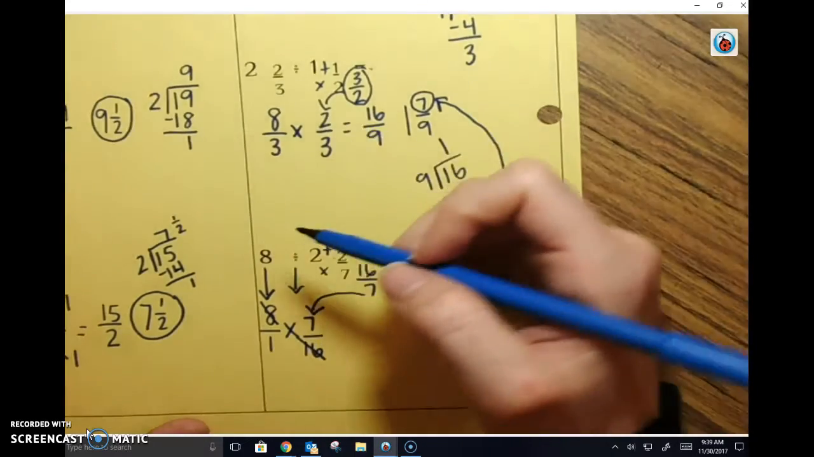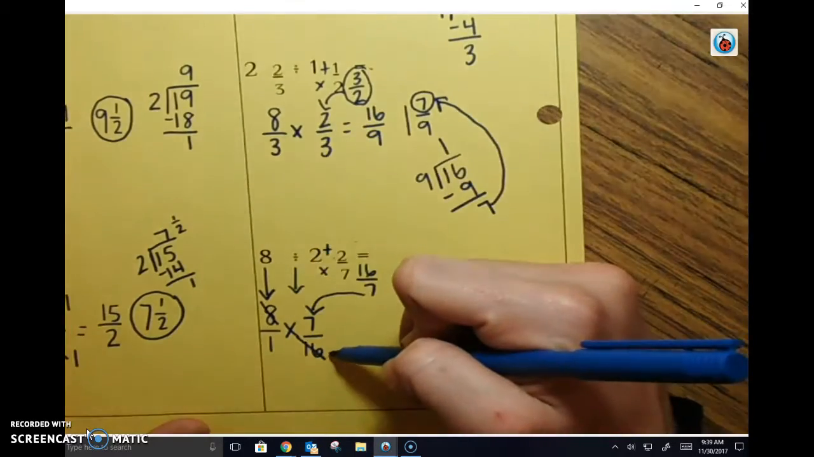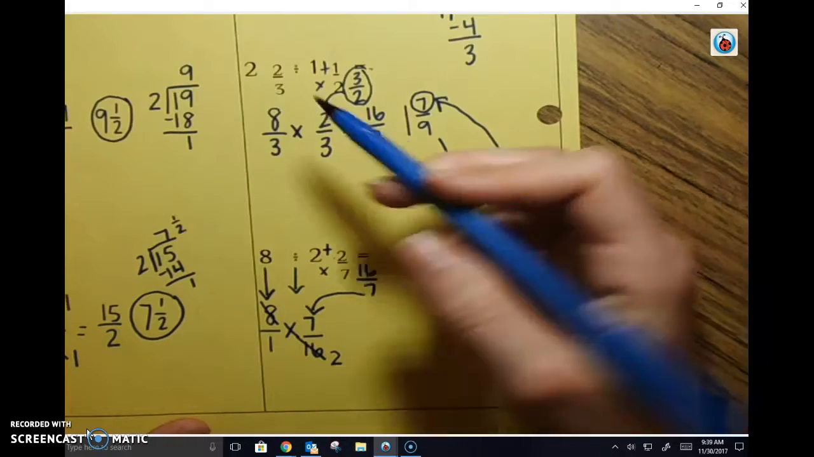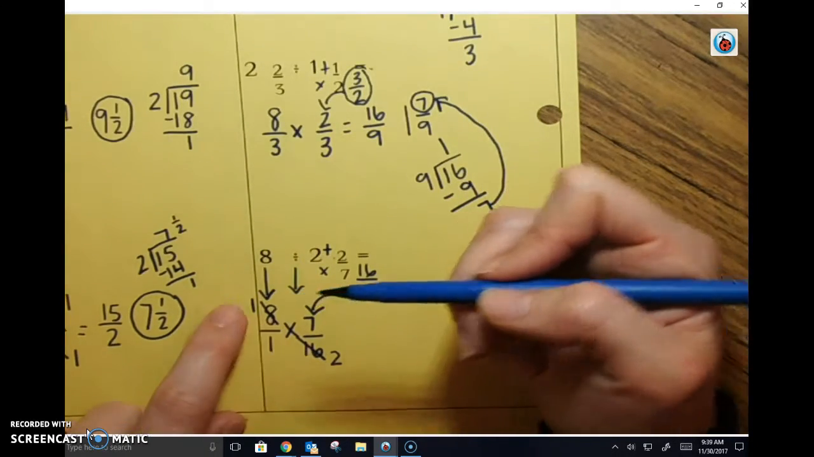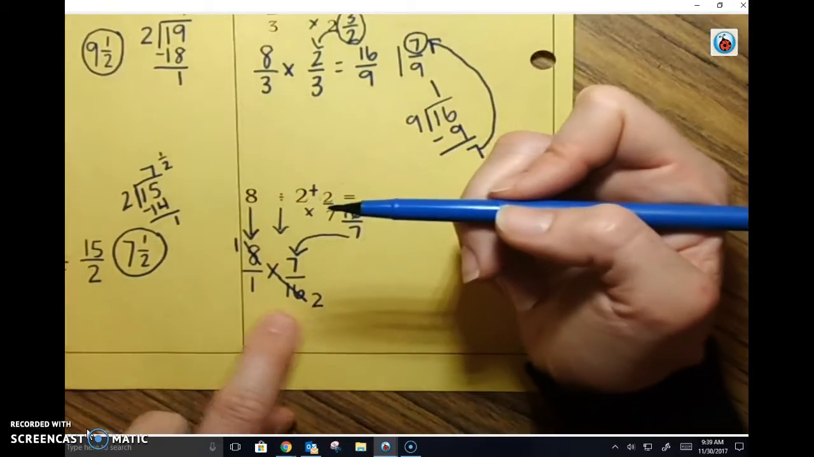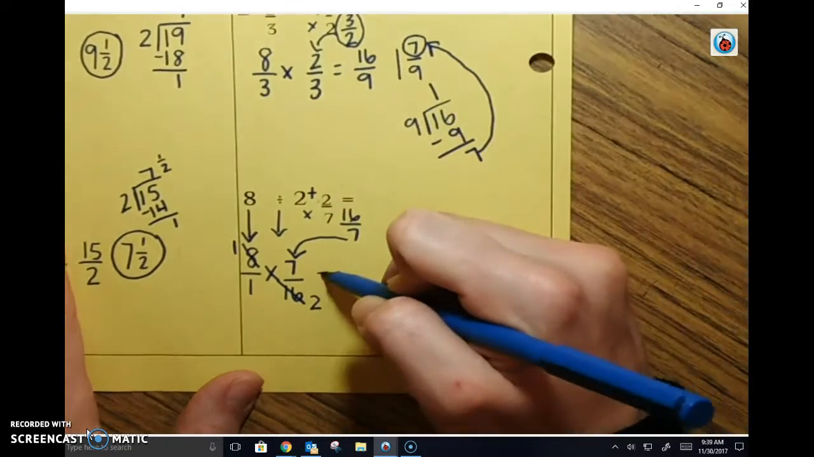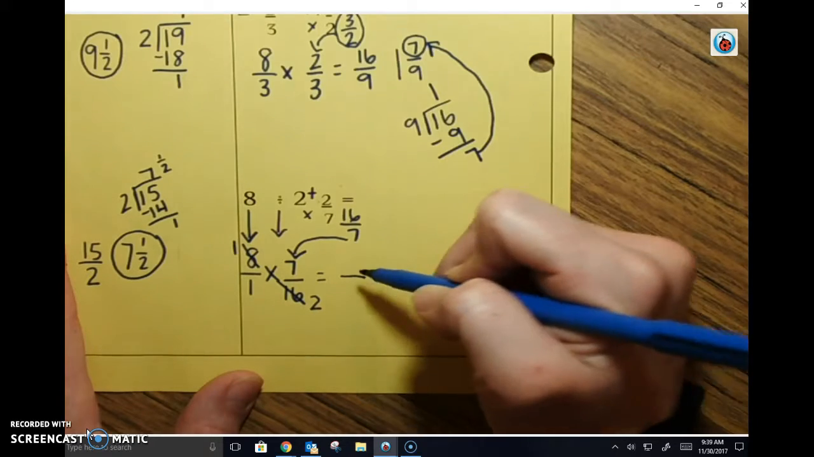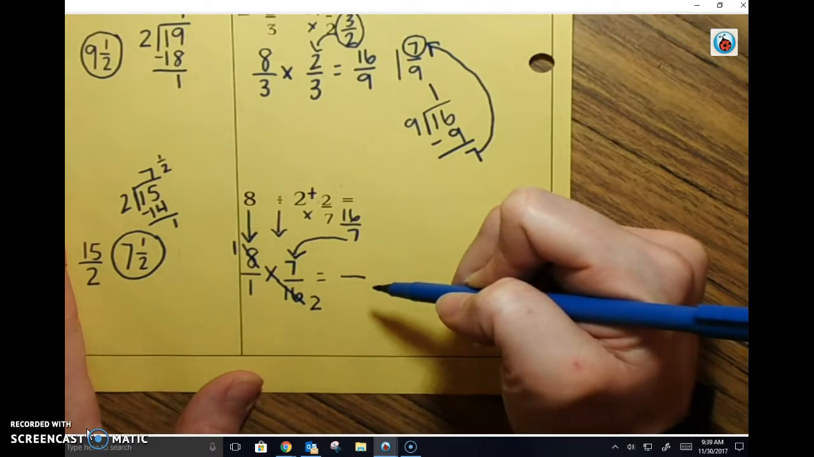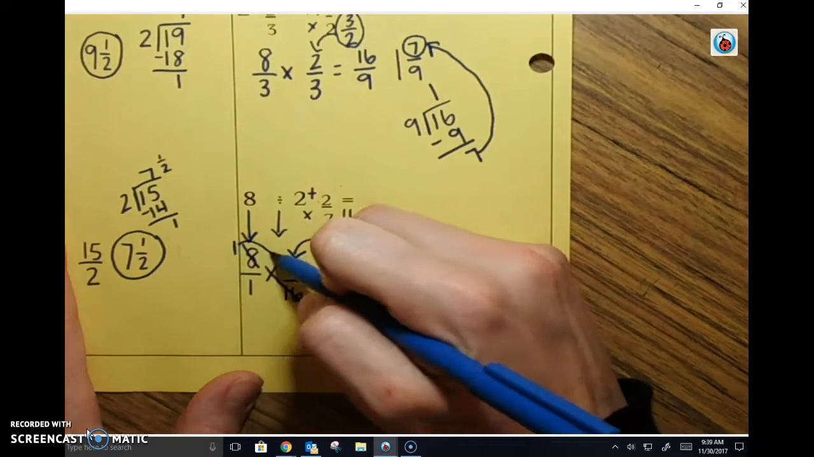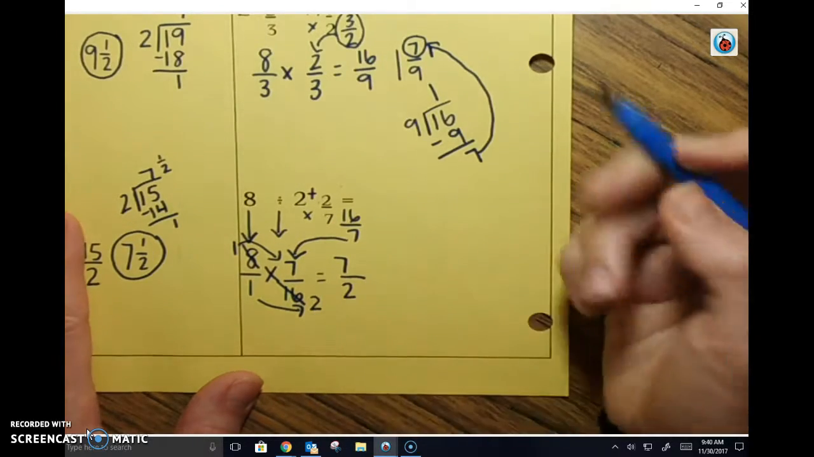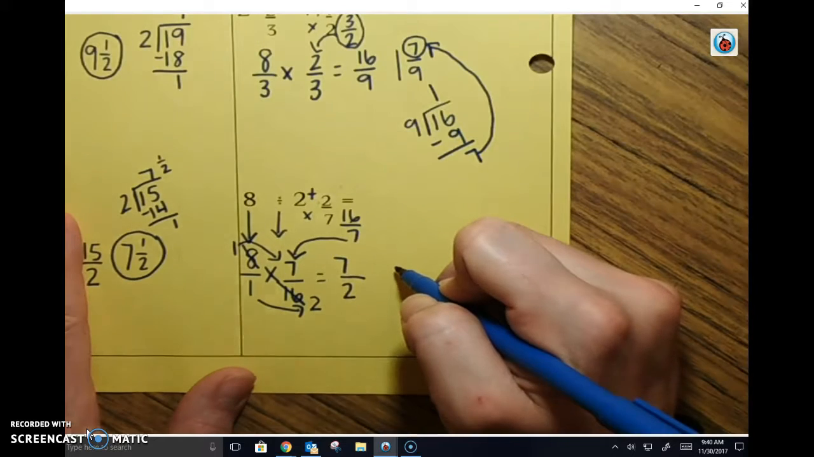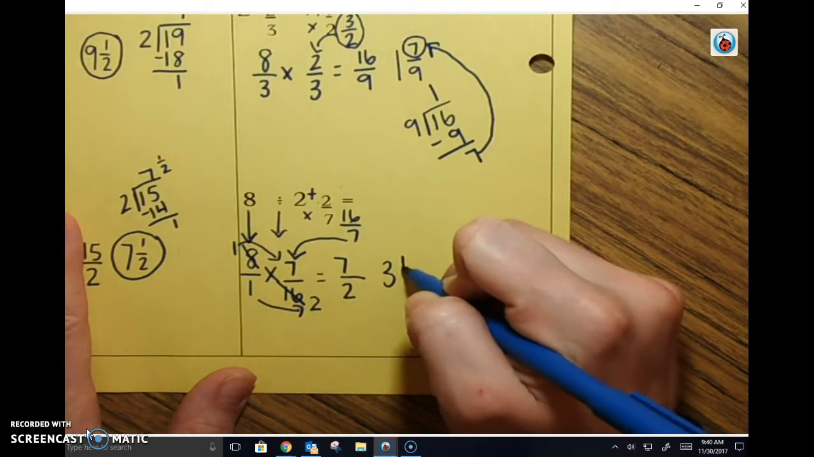Okay, what do I change those into, Allie? 2 and 8. So the 16 changes into 2 and the 8 changes into a? 1. Because 8 goes into 8 once, 8 goes into 16 twice. What do we have as our improper fraction here? Emily? 7 over 2. Because 1 times 7 is 7. 1 times 2 is 2. Guys, tell me your mixed number. 3 and 1/2.